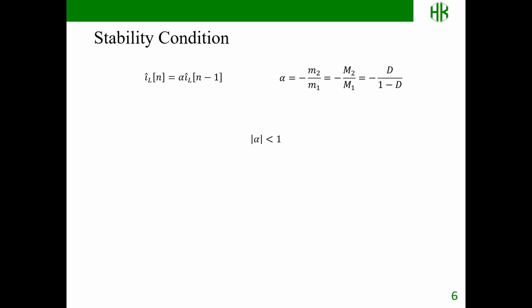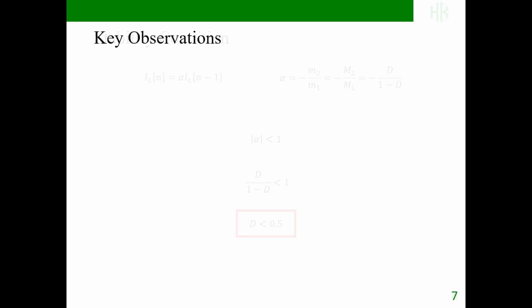Now let's substitute the expression we obtained earlier for alpha. Solving this inequality gives a remarkably simple result. And this is one of the most important results in peak current mode control. It tells us that the natural dynamics of the peak current mode modulator are inherently stable only when the steady state duty cycle is below 50%. Below 50%, perturbations decay naturally. Above 50%, they grow from one switching cycle to the next, producing the subharmonic oscillations we observed earlier.